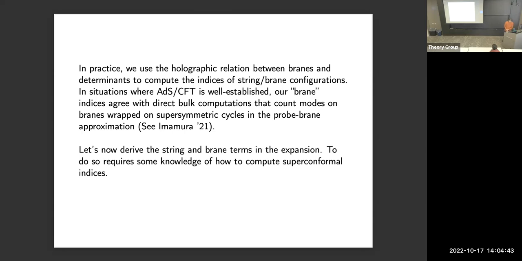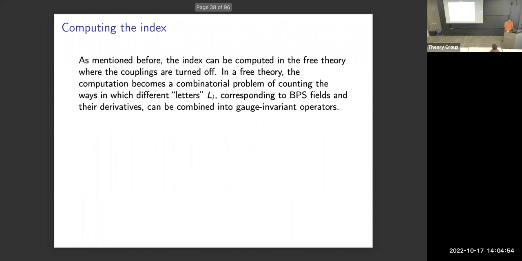So let's now derive the string and brane terms in the expansion. To do so requires some knowledge of how to compute superconformal indices. As mentioned before, the index can be computed in the free theory, where the couplings are turned off. And in a free theory, the computation becomes a combinatorial problem of counting the ways in which different letters, which I call L_i, can be combined. Here I'll restrict to adjoint letters, although the construction is more general. These L_i correspond to BPS fields and their derivatives. So the computation becomes a combinatorial problem of counting the ways in which different letters corresponding to BPS fields and their derivatives can be combined into gauge invariant operators.